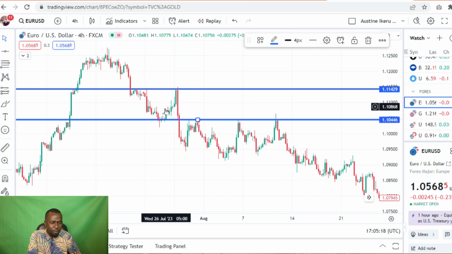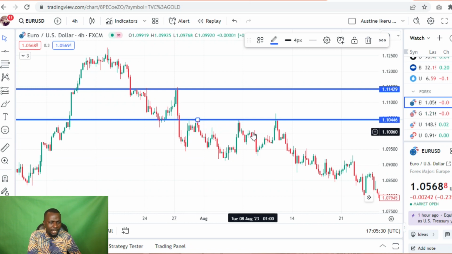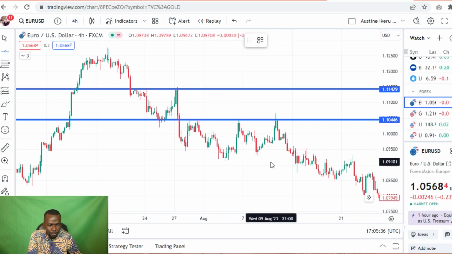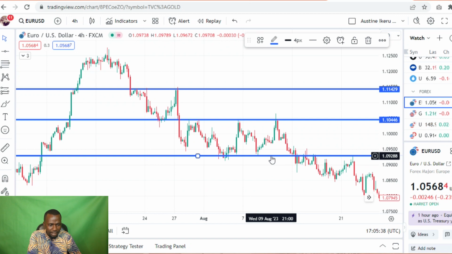So this point becomes a support level, right? So what happened? The price now broke below the support level and then came back to test this support level, which automatically becomes the resistance level. So you see how the market works, and then the downtrend continues. Then you look for another support level. So I think we have another support level here, and this is it. This is another support level, right?